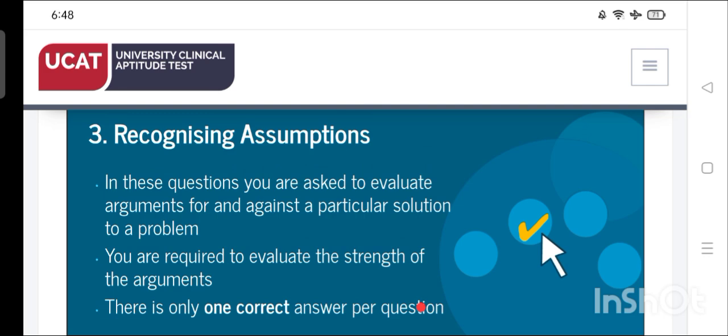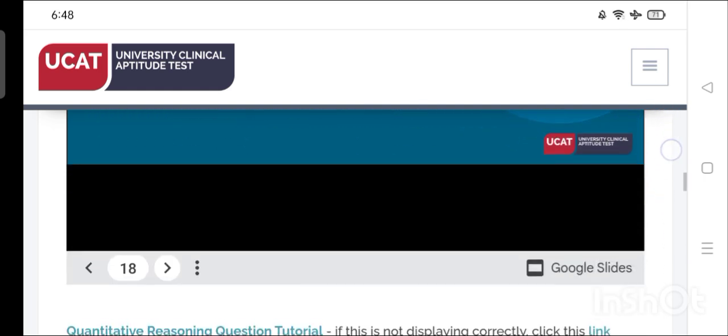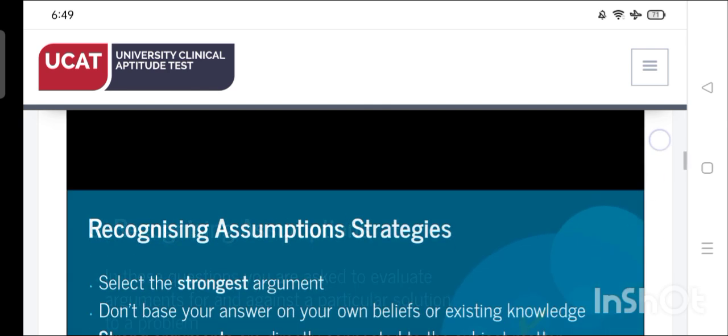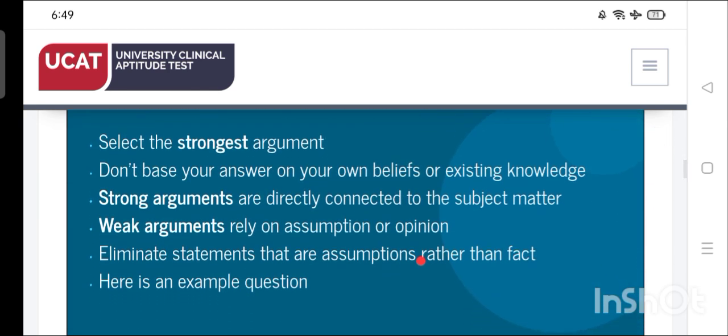Okay, now some information will be given to you in this type of question, and you have to evaluate the argument that is best suited for it. There is also only one correct answer, not more than one, only one correct option that you have to choose.